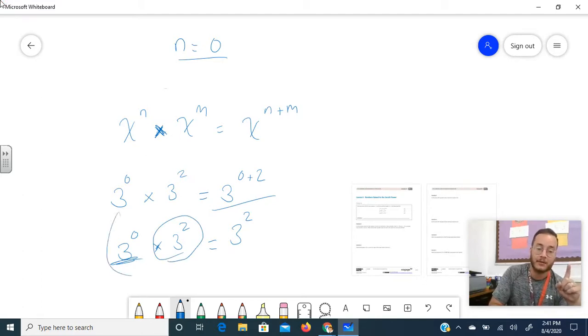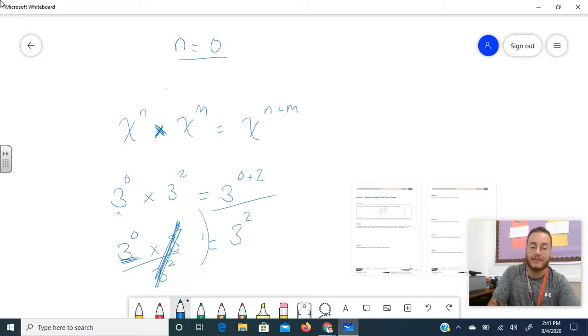I can multiply this whole side by 1 over 3 to the 2nd power, and these would cancel. Or I can do what? I can divide this side by 3 to the 2nd power, and this would cancel. So I'm going to do that. I'm going to divide each side by 3 to the 2nd power. I'm left with 3 to the 0th power equals, if I did it to this side, I have to do it to this side, so 3 to the 2nd power.